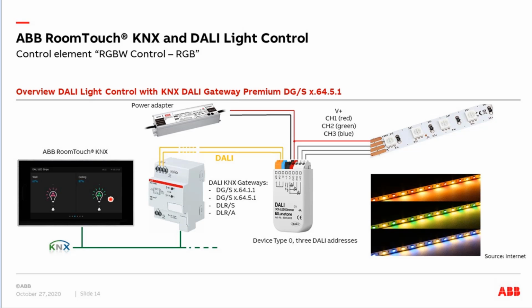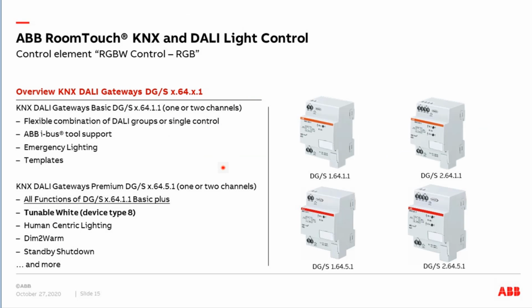And we at the RoomTouch want to control here the different lights: red, green, purple, yellow, and so on. Some words about the DALI gateway. Here you can see our 4 DALI gateways DGS. The basic DALI gateway, DGS X, where X stands for 1 or 2 channels, 6411. 1 means it's the basic.